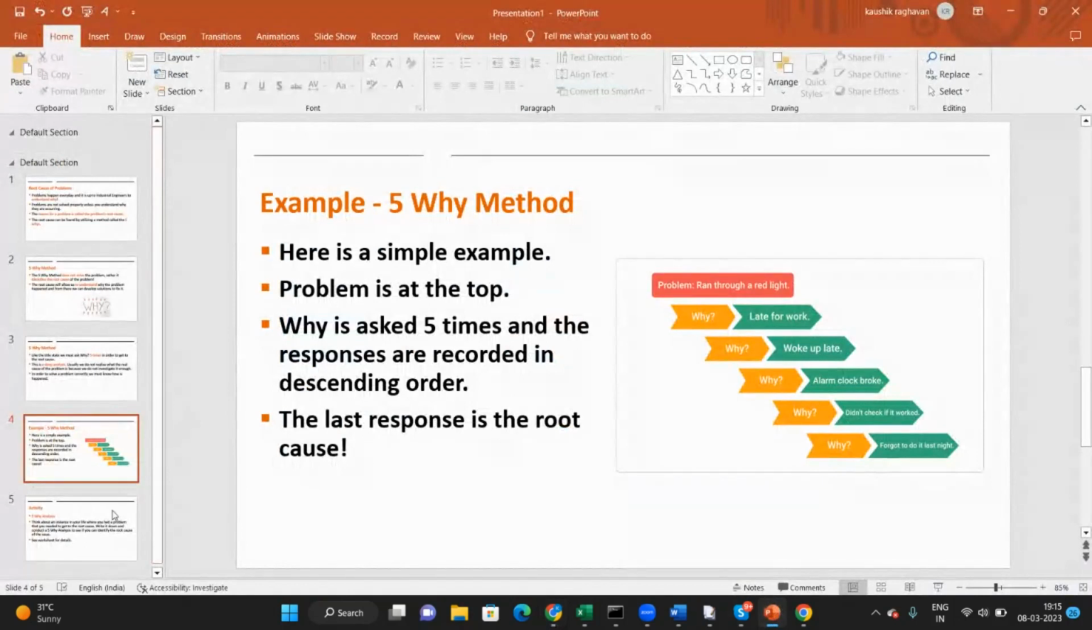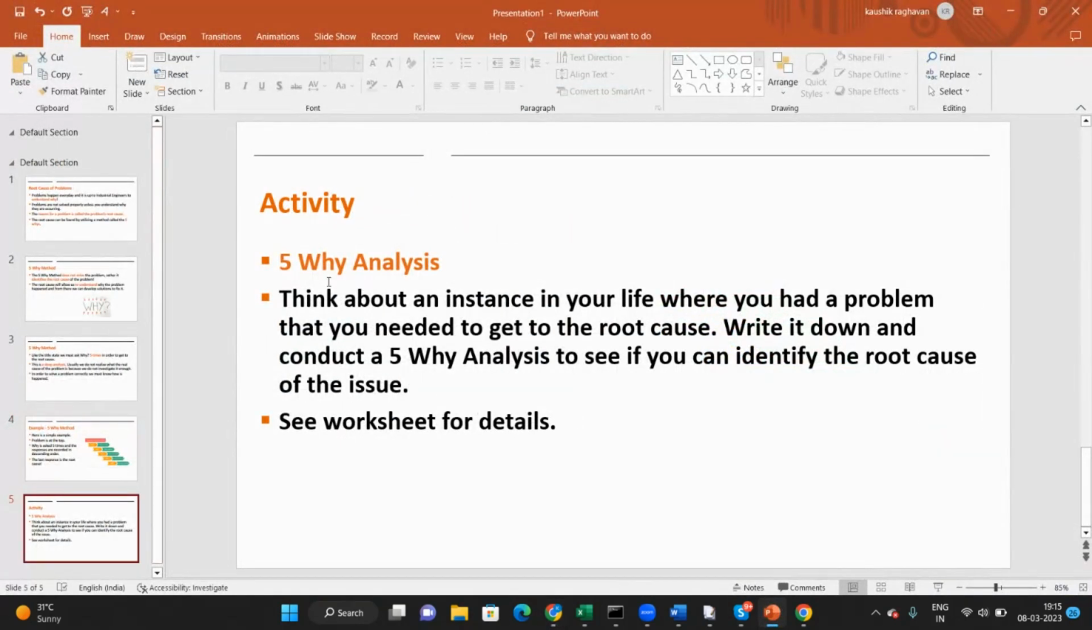So I thought of giving an activity. I want you to think about some points in your life where you had a problem, but you didn't know what was causing the problem. So think of that problem and try to do a 5-why analysis for that. I had a worksheet, but my laptop got into trouble. I'm using a standby laptop now. I'll try to get that worksheet to you if possible.